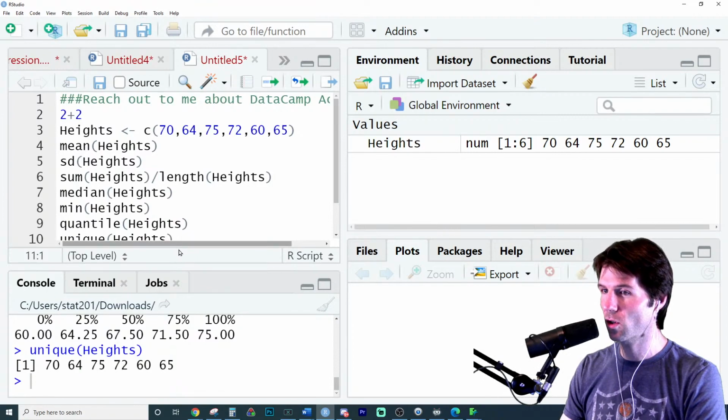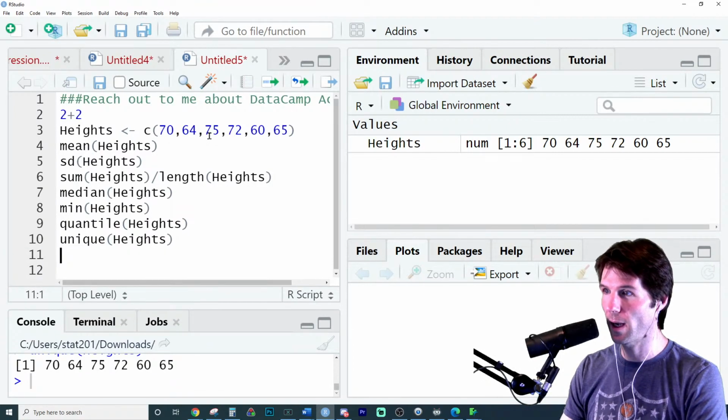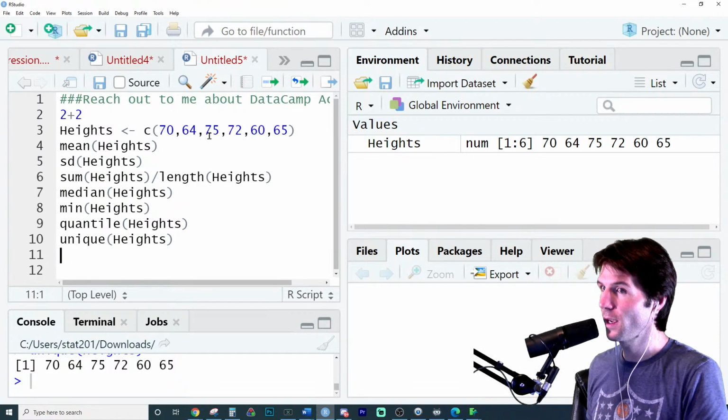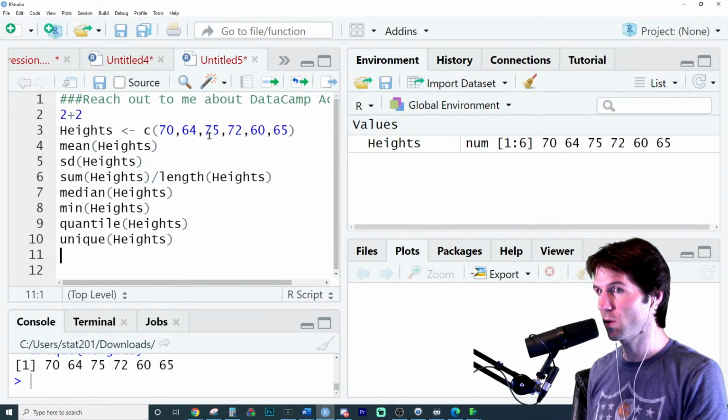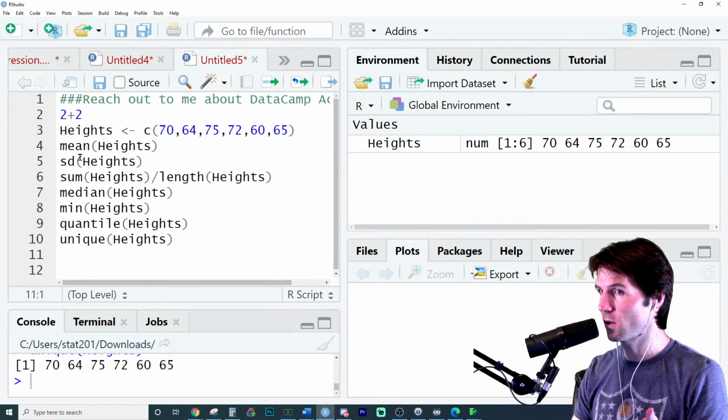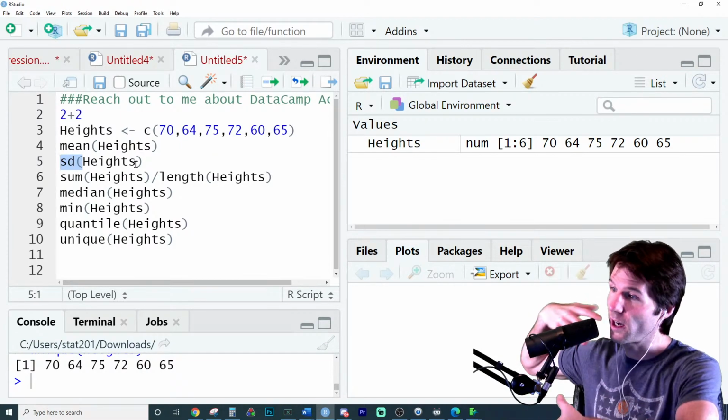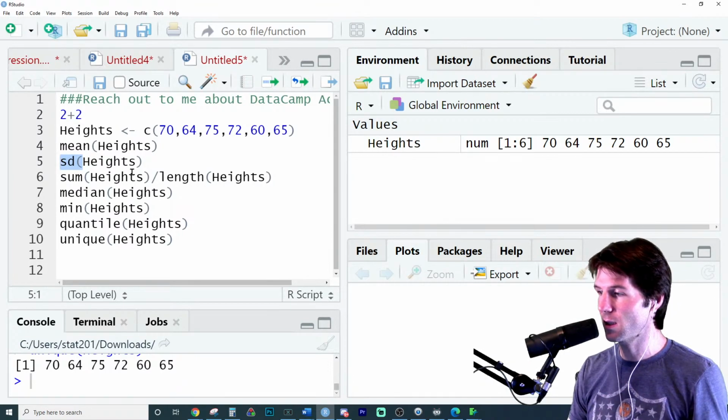So if you start to understand how this is used and how we made a vector right here with certain values in it, and then we're just asking, what is the mean of this vector? What is the standard deviation of this? And this is just a function that runs an operation on this. Like, it says, take this object and find the standard deviation of this object. Take this object, find the heights.